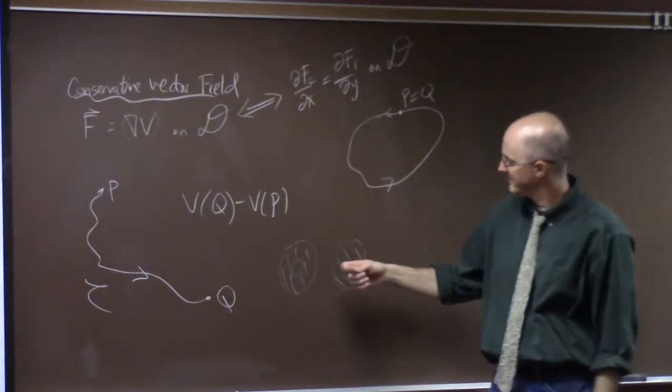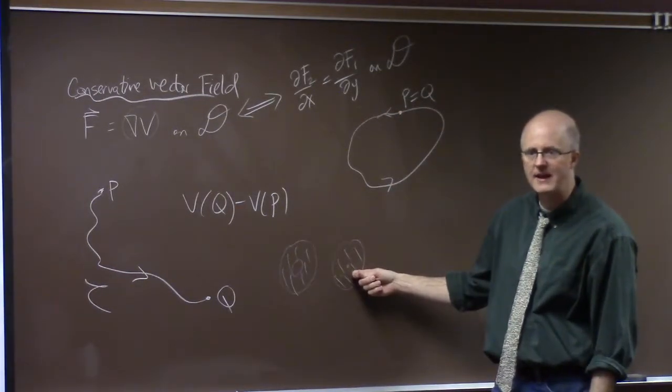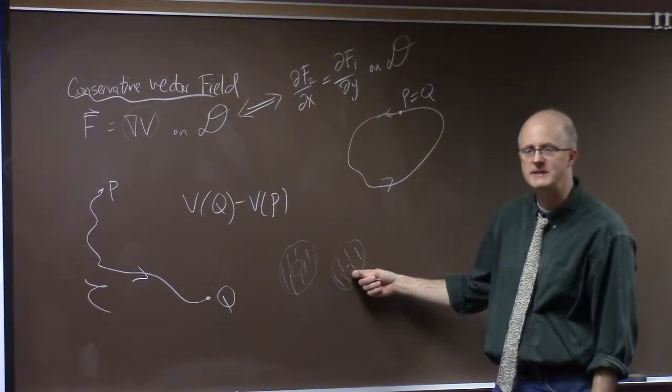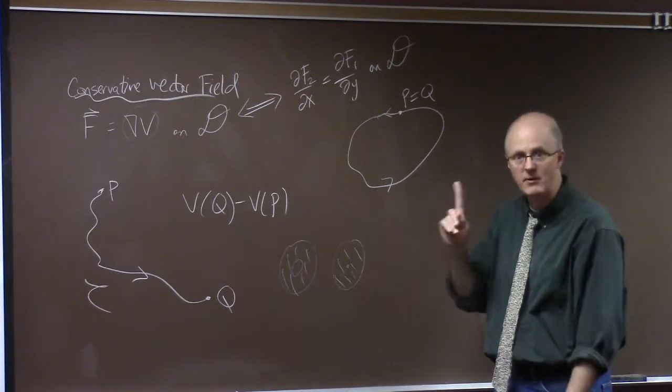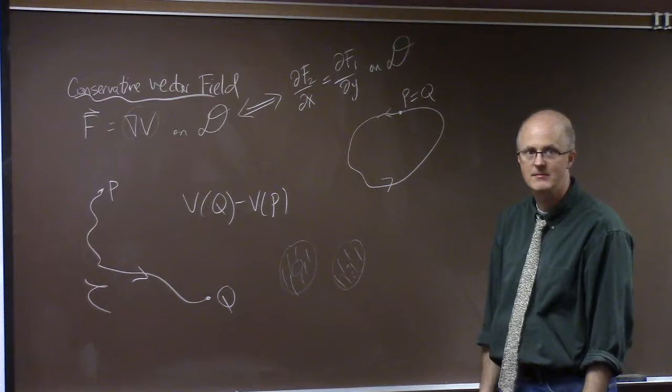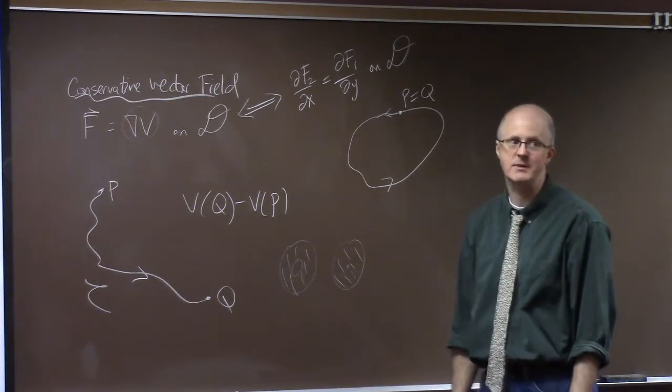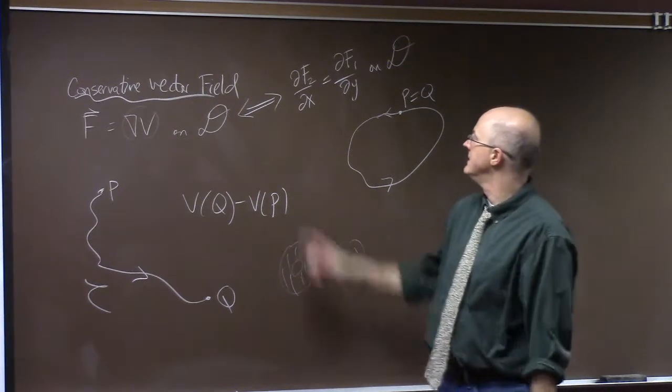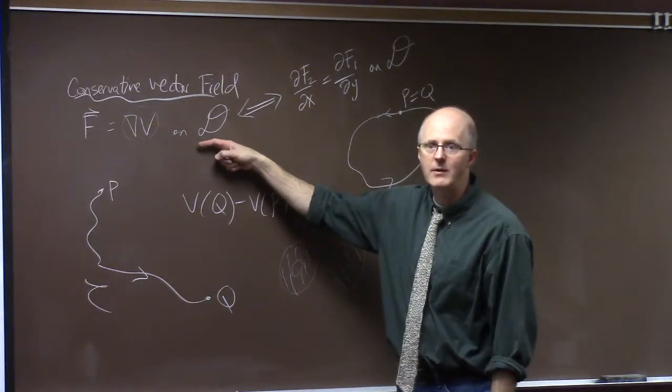So for us, this is the typical kind of thing. 1 point missing, maybe 2 points missing. Maybe the entire plane except for 1 point would be the domain. That would be a not simply connected domain. This implication doesn't work the other way when it's not simply connected.